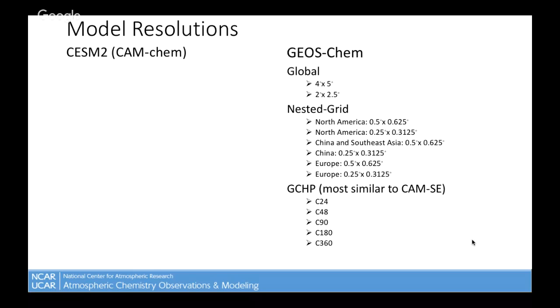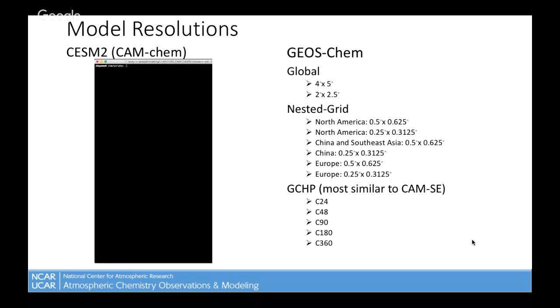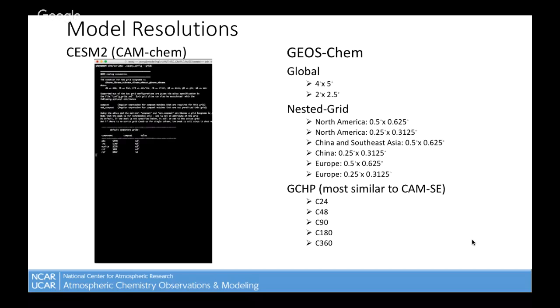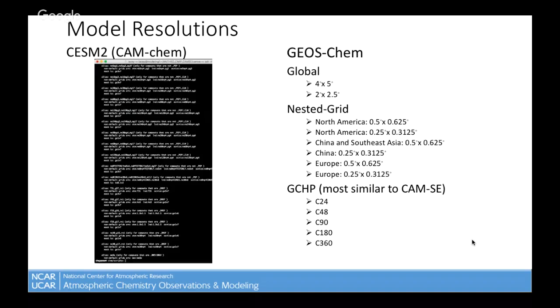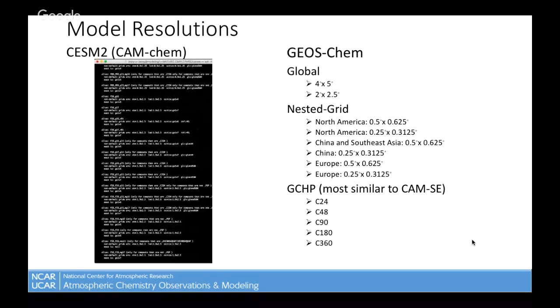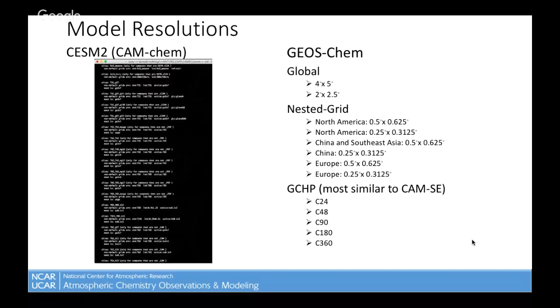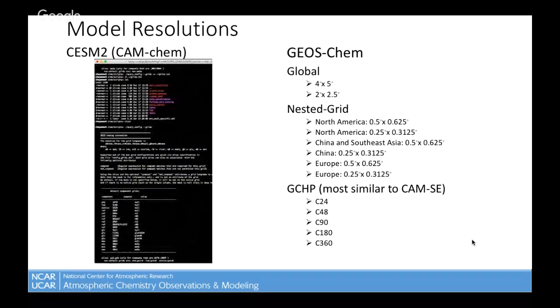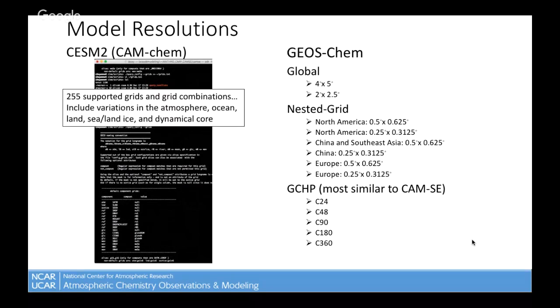If we're looking at CESM, grids become much more complex, which I've tried to visualize here. Basically, you can query the number of grids that you have available, and you get an output list like this. And basically, this is 255 different supported grids that are variations in one of those modules. So in the ocean, the land ice, sea ice, or atmosphere, land, sea ice, and choice of dynamical core.